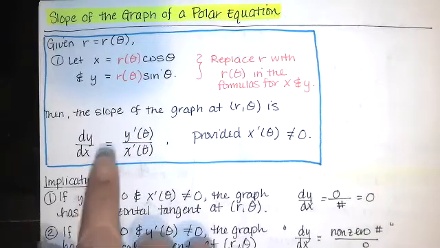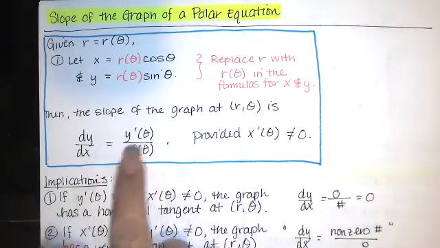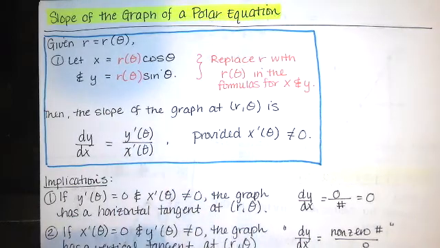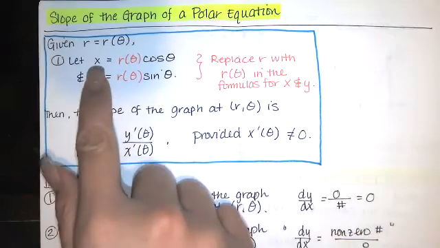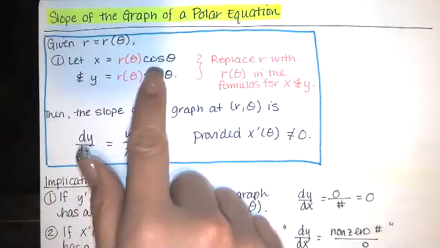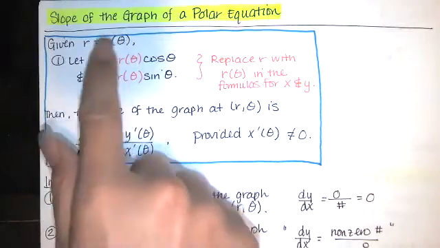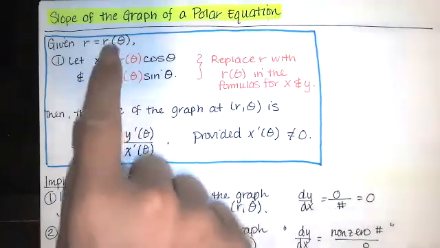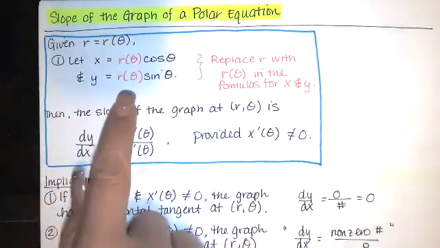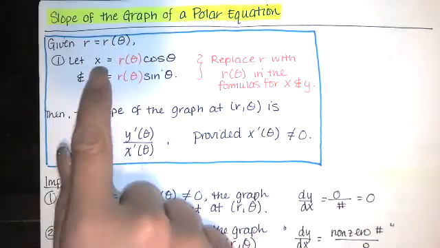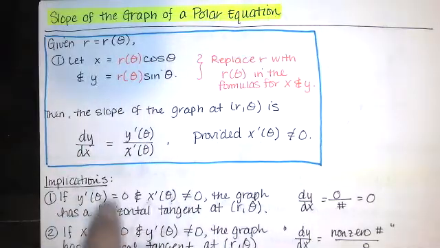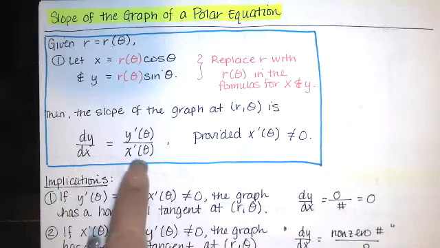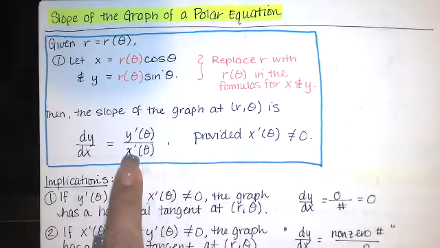Now, in order to do that, you need to find y as a function of theta and x as a function of theta, and that's done pretty easily. All you do is use the fact that x equals r cosine theta, and you replace r with whatever that function is in terms of theta, and you do the same thing with y. You replace r with r of theta here, and now you've got a function of theta equals x and a function of theta equals y. You can take those derivatives, divide, and that will give you dy/dx. And of course, that's provided the denominator is not 0.